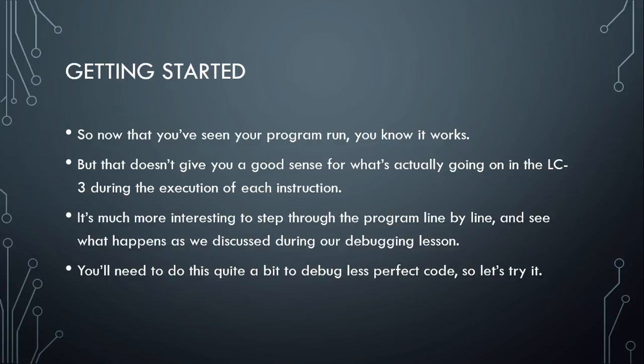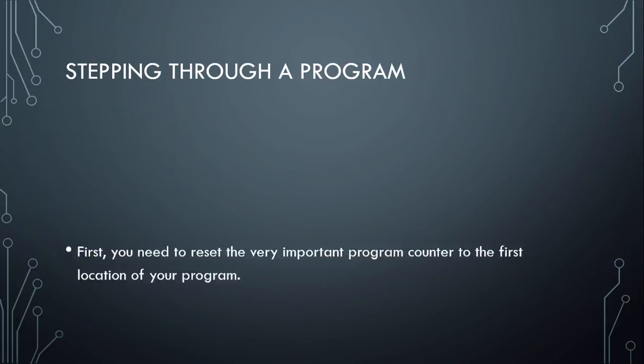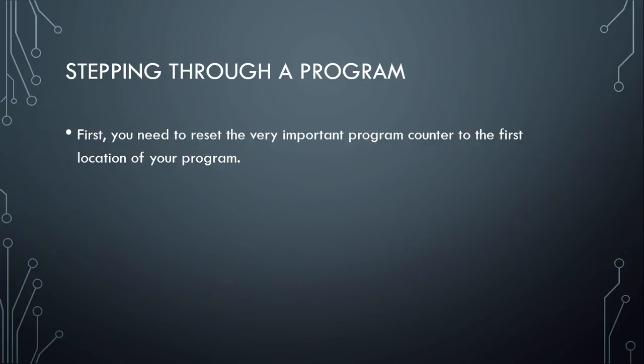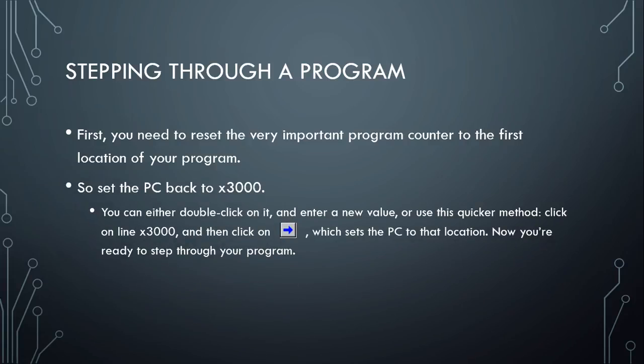Now you'll need this quite a bit in order to debug less than perfect code. So let's go ahead and try it. So stepping through a program, the very first thing we need to do is to reset the very important program counter to the first location of our program. So we set the PC back to location 3000. And we can either double click and enter a new value, or we can use the quicker method. Click on line 3000 and click on the blue arrow icon, which sets the PC location. Now we're ready to step through that program.